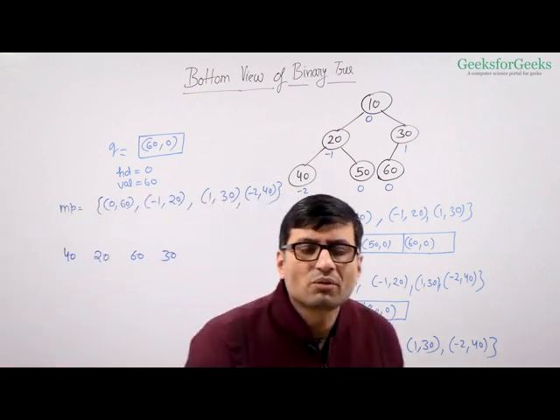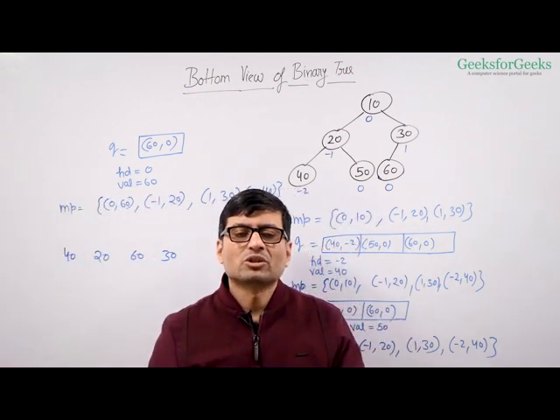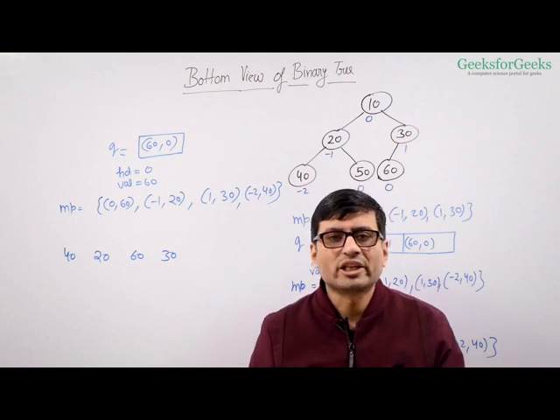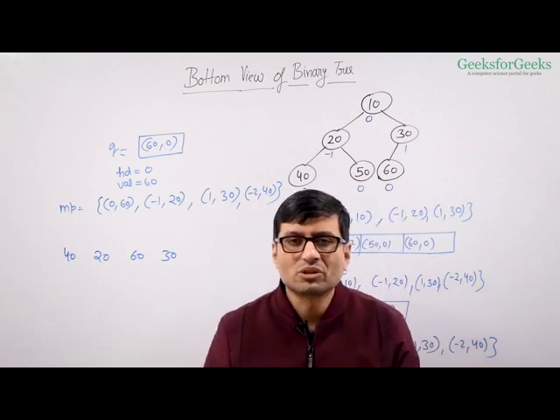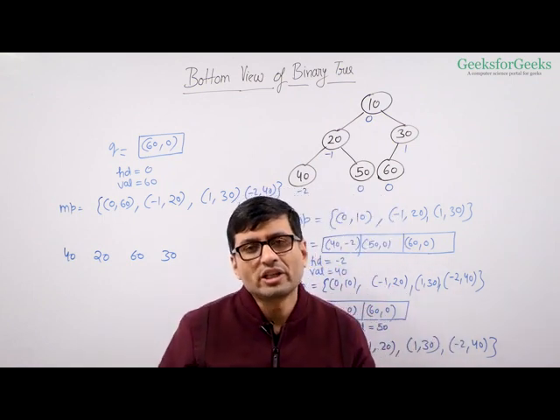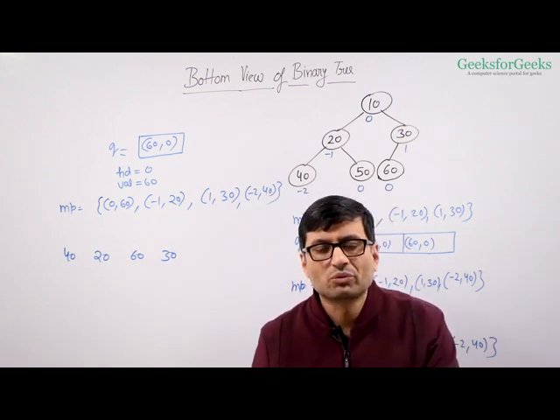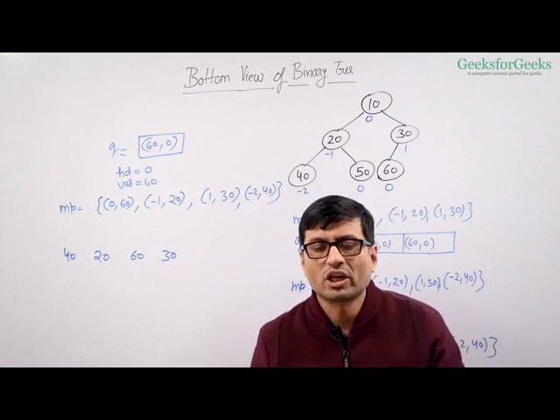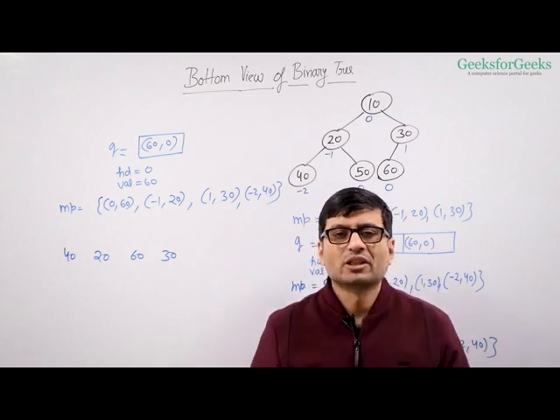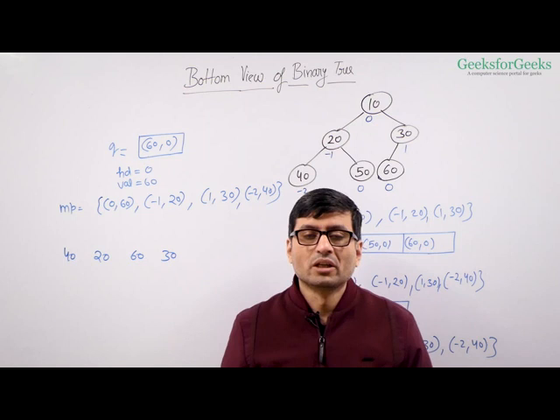The idea is simple. We are doing level order traversal. So the lower level items are processed later, and if you have multiple items in the same vertical line, if there is already a key present in the map, then you overwrite the value with the new lower level node that you've seen. And this is how you get the bottom view of a binary tree.